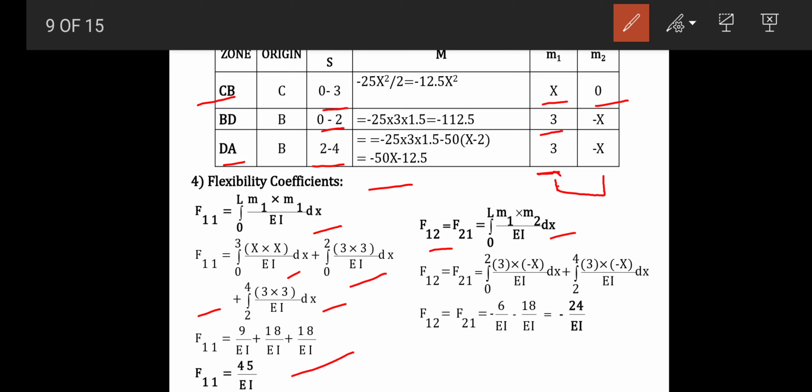So let's move toward the next zone, the BD zone, and the limit is 0 to 2, and the values are 3 into minus x divided by EI into dx. Then the next zone is the DA zone, and the limits are 2 to 4, and the values are 3 into minus x divided by EI into dx, and by simplifying we have minus 24 by EI.